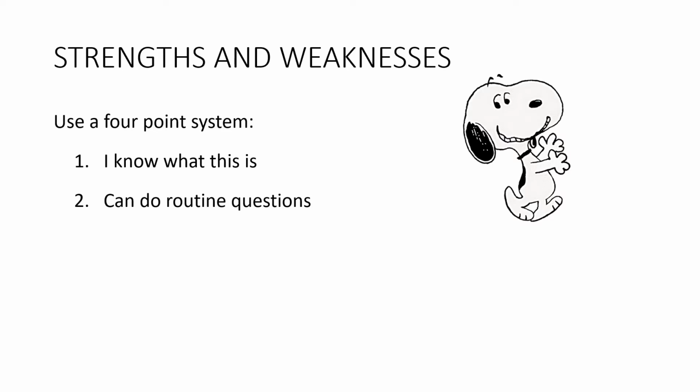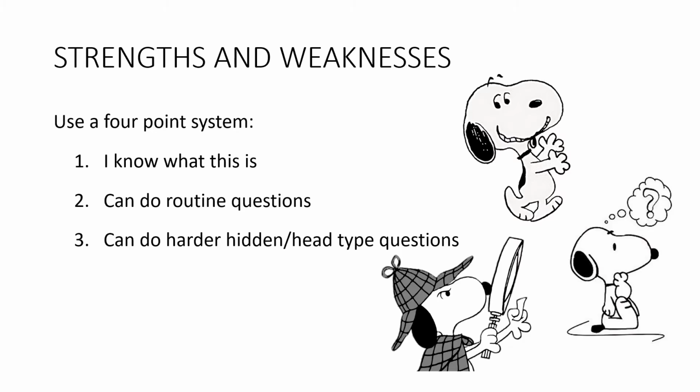Number 2 is, I can do those routine questions. They're the questions that are just straightforward, straight into the formula, nothing tricky about them. 3 is, I can do the harder hidden questions, so that's where you've got to go hunting for the information, or harder type questions. They're the problem solving type questions. So you can tick 3 if you feel that you can do that. And then 4 is you could teach someone else, that's wisdom.